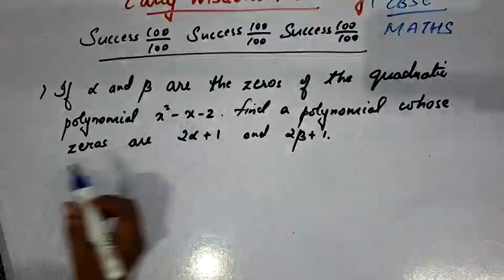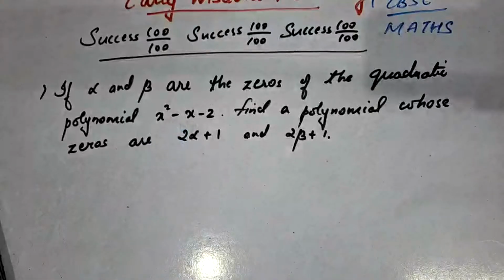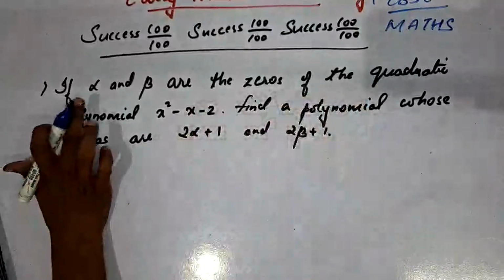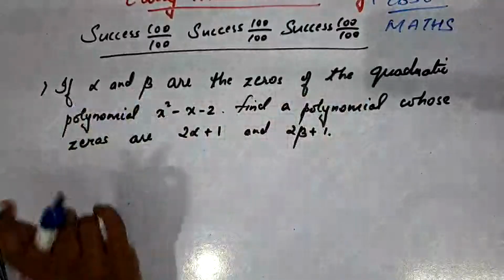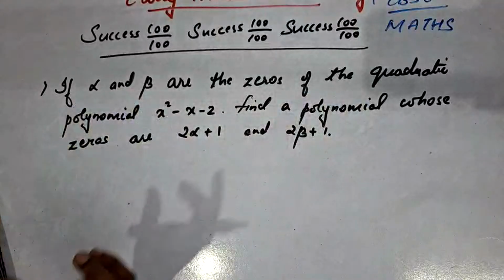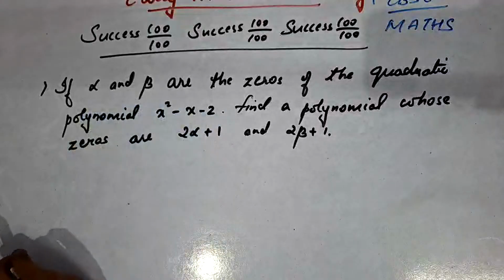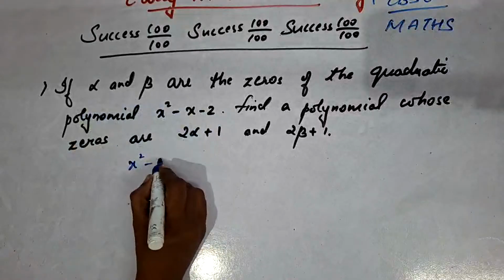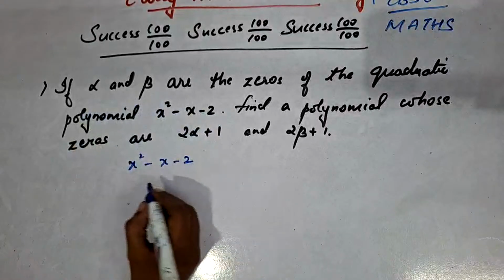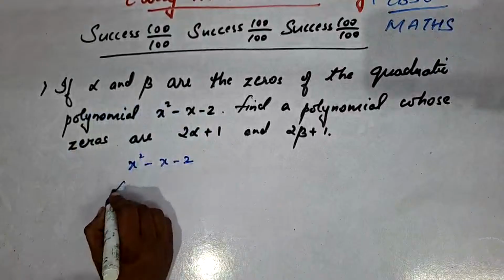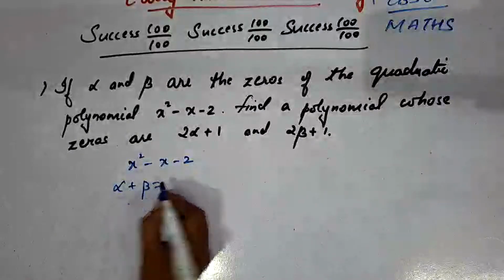Quadratic polynomial x square minus x minus 2. So before reading the complete question, whenever you have alpha and beta, this is the shortcut you have to notice. Alpha and beta, and I have a quadratic equation x square minus x minus 2. From this, I have to find what is alpha plus beta.